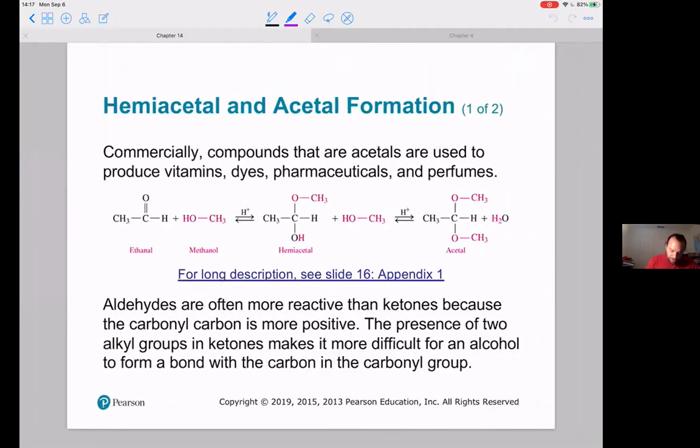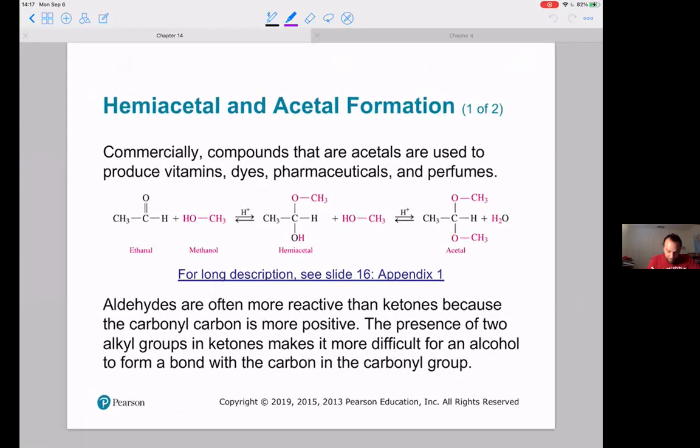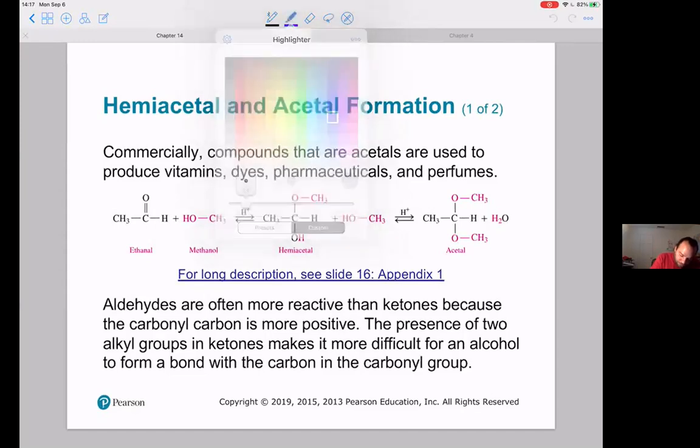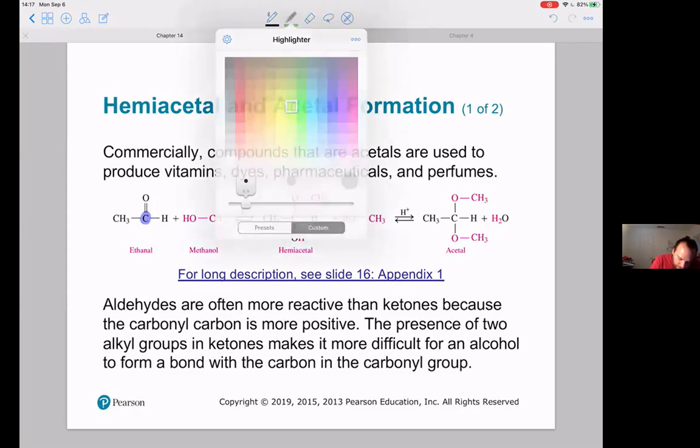Okay, so again, this is going to depict exactly what I just showed in the previous example, but let's go through it again. We're going to start out with our aldehyde or ketone. In this case, it's an aldehyde. And importantly, we're going to watch what happens to this carbonyl carbon. Okay, and actually, let's color code this oxygen so we can keep track of that too.